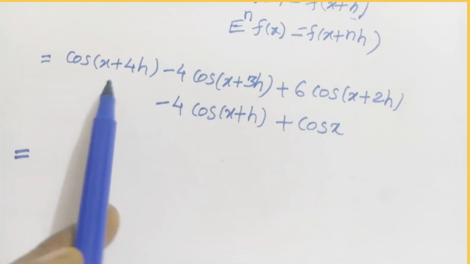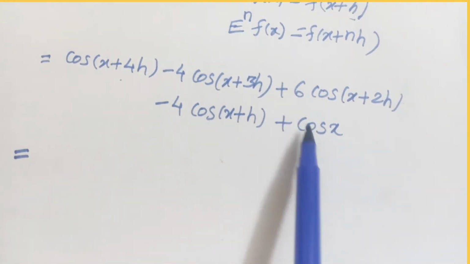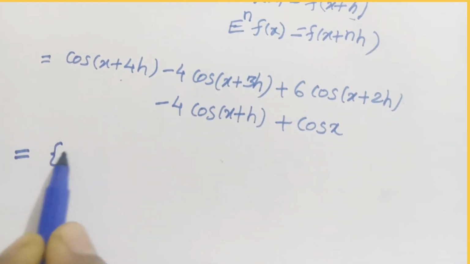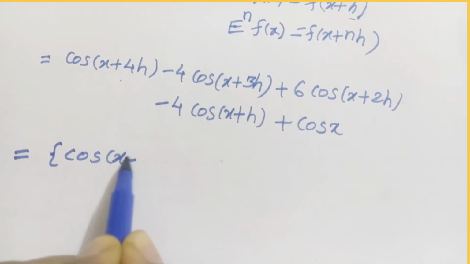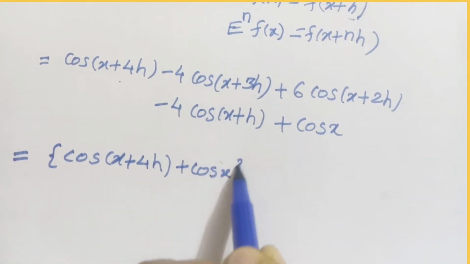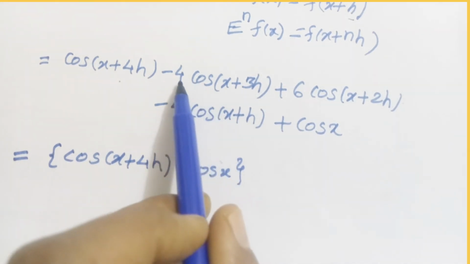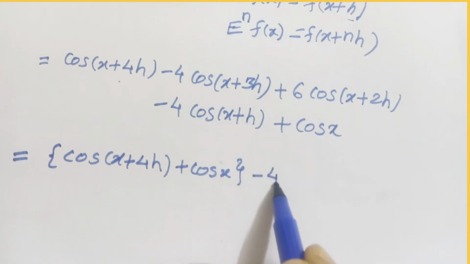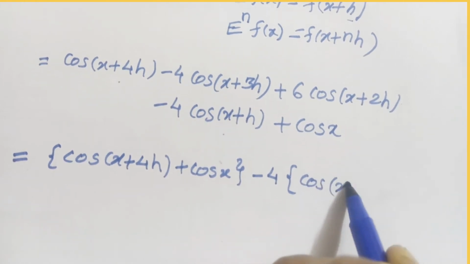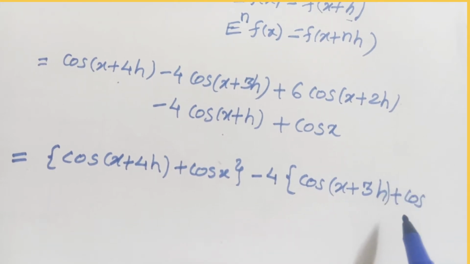Now to simplify, the first term is cos x plus 4h and the last is cos x, so in front of cos the constant is 1. So I will take in one bracket cos x plus 4h plus cos x. Now the second term and the fourth term have the coefficient of cos as minus 4, minus 4. So from the second and fourth terms I will take minus 4 common. The remaining is cos x plus 3h plus cos x plus h.